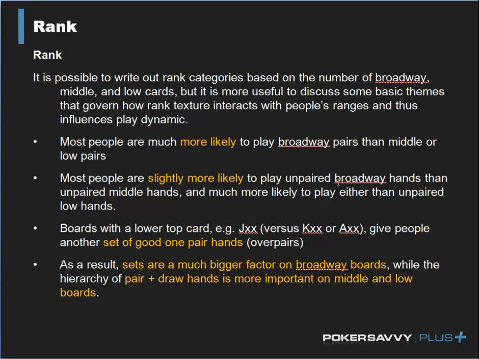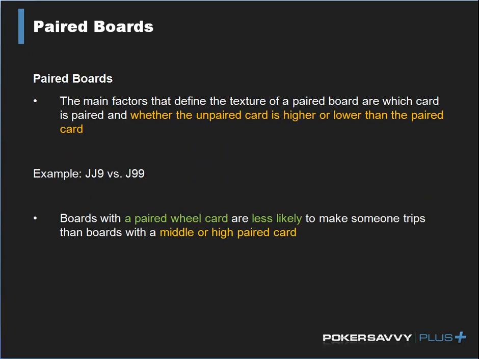Okay, I'm going to move on now and talk briefly about paired boards. We've talked a little bit about monotone boards and these Jack 8-7 type straight boards where the nuts is relatively invulnerable on the flop and is pretty likely to still be the nuts by the river, so those boards play in a certain way. Paired boards fall into that group as well.